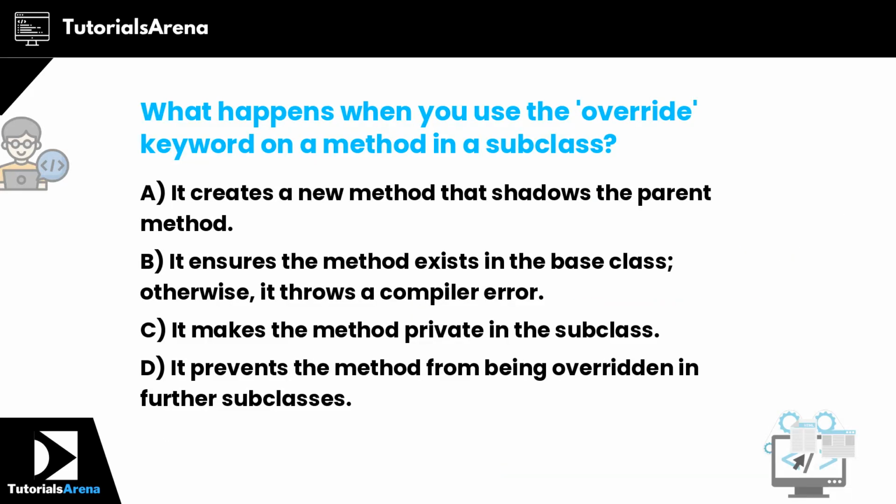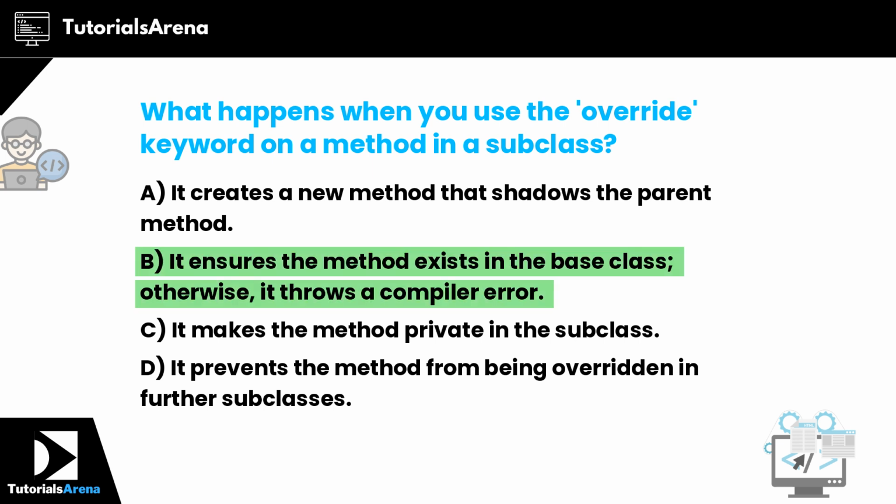What happens when you use the override keyword on a method in a subclass? The correct answer is option B. It ensures the method exists in the base class, otherwise, it throws a compiler error.